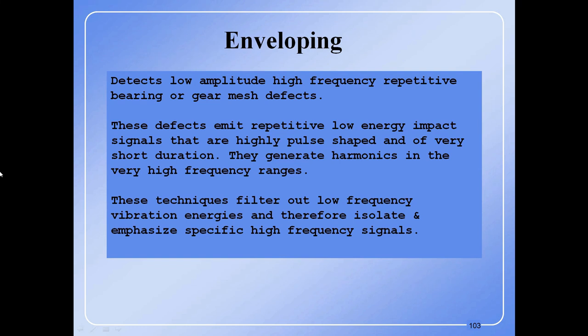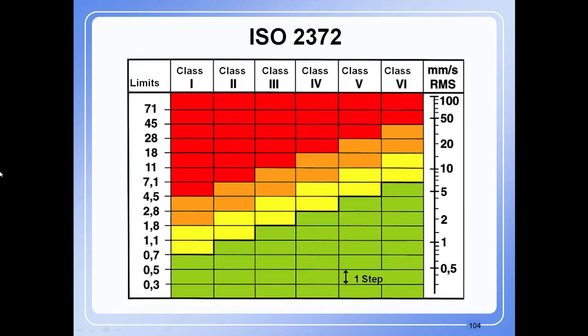Electrical motor measurements. Enveloping. Defects are low amplitude, high frequency, repetitive bearing or gear mesh defects. These defects emit repetitive low energy impact signals that are highly pulse shaped and of very short duration. They generate harmonics in the very high frequency range. These techniques filter out low frequency vibration energies and therefore isolate and emphasize specific high frequency signals. You can see the ISO 4237 chart.